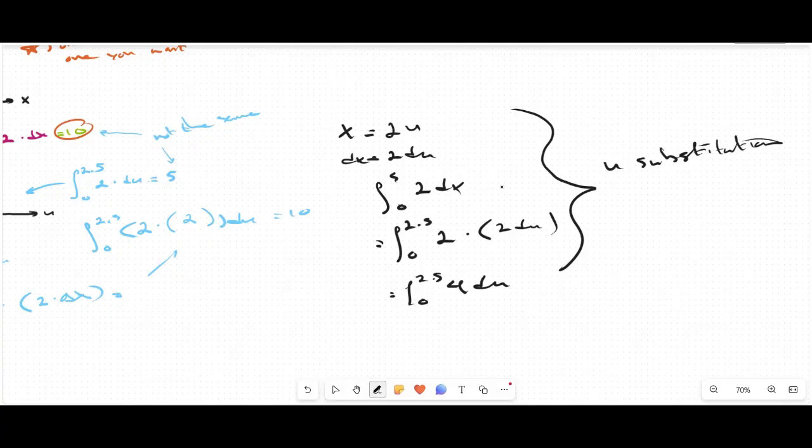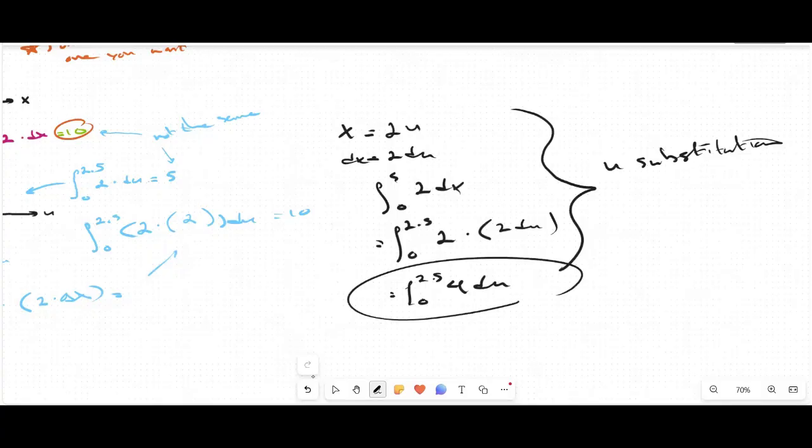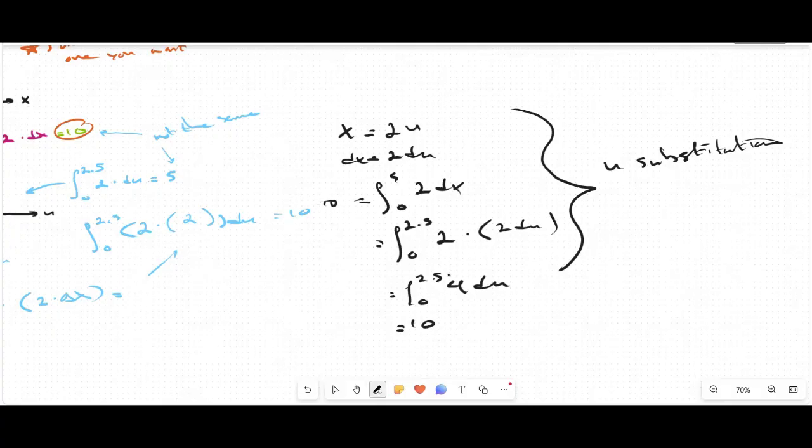When you do u substitution, you just have a relationship between x and u, and therefore a relationship between dx and du. And anywhere you see x's in your integral, you can switch them with u's as long as you do everything appropriately. And the final answer will be unchanged. Like in this case, it comes out to be 10. The original answer was also 10. We're allowed to switch all the variable names out without changing the answer, as long as we're careful, in particular, to keep track of that dx and du relationship.